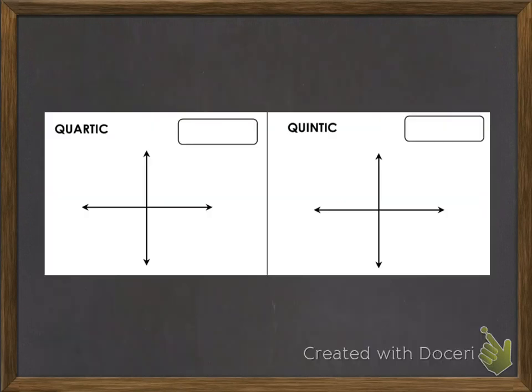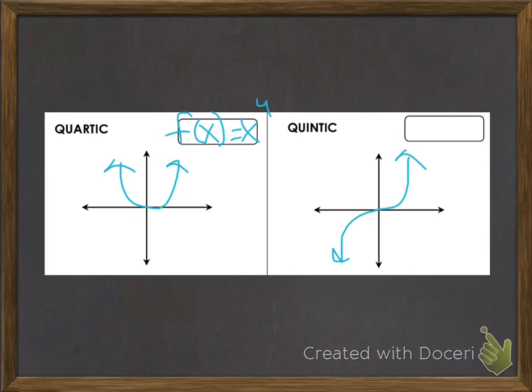A quartic actually looks very similar to a parabola, though it tends to be a little flatter on the bottom. Let's see. There we go. So that'll be f of x equals x to the 4th. And then our quintic, same thing as x to the 3rd, only it's a little more spread out. Like how you can see it's a little flatter. And that would be f of x equals x to the 5th.